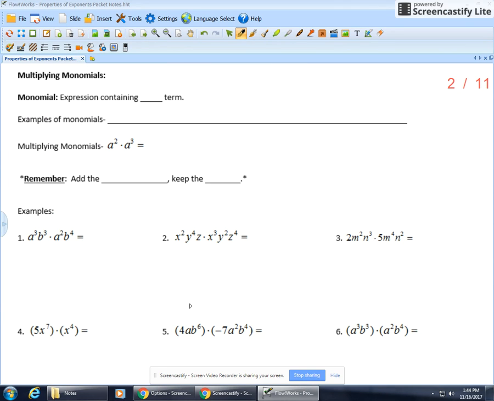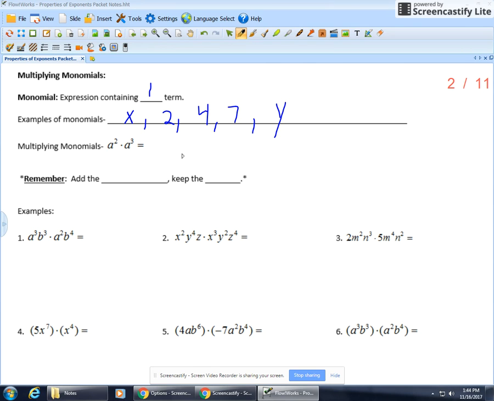All right, so some rules. First, a monomial. Mono means one, so it's an expression containing one term. So an example of a monomial would be x, 2, 4, 7, y, whatever has one term.